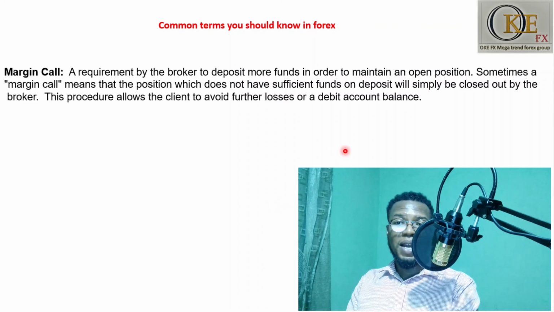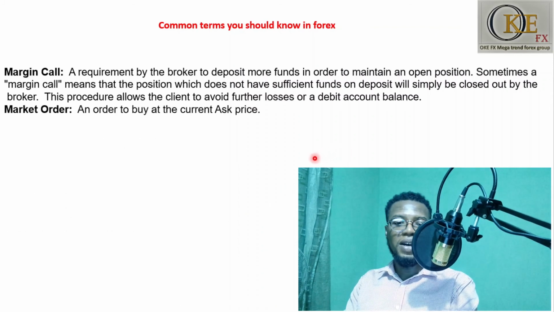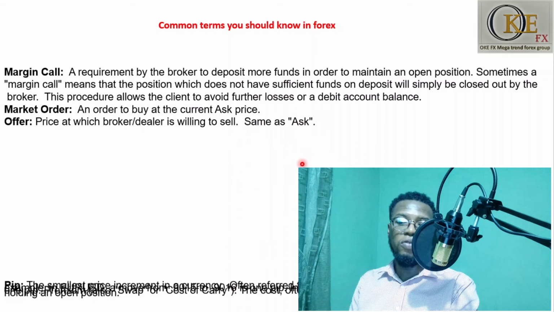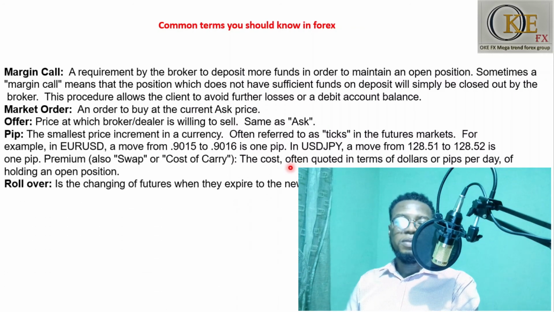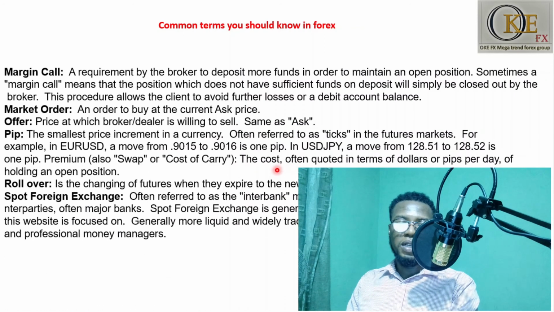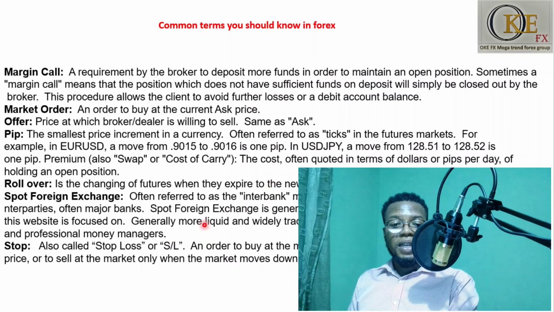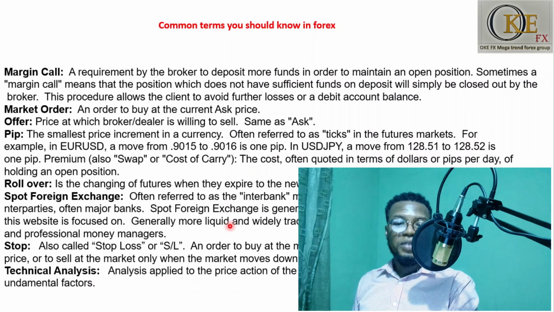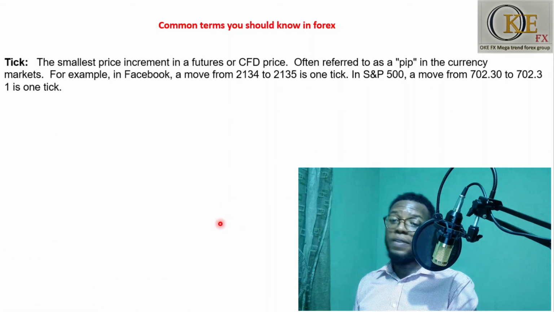Market order means to buy at market price, you know, offer, bid. I've taught all those things. Rollover is just the changing of futures when the old contract expires, to the new contract. Spot. So even technical analysis, tick, all these things I've already covered them.